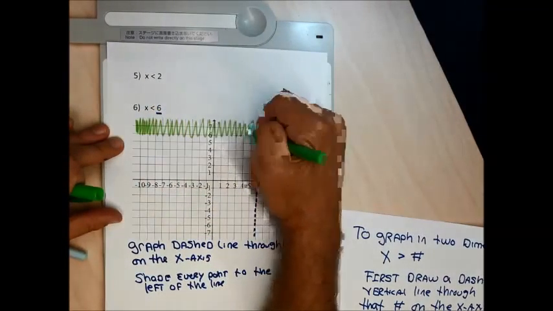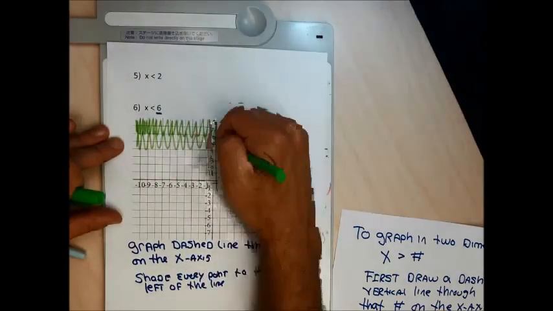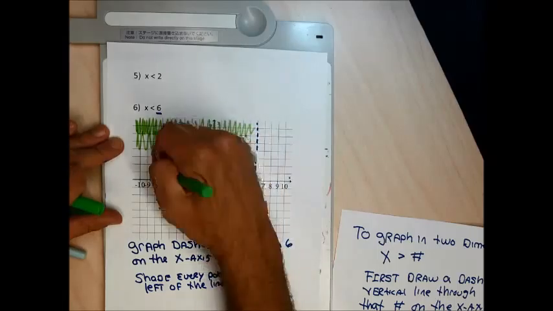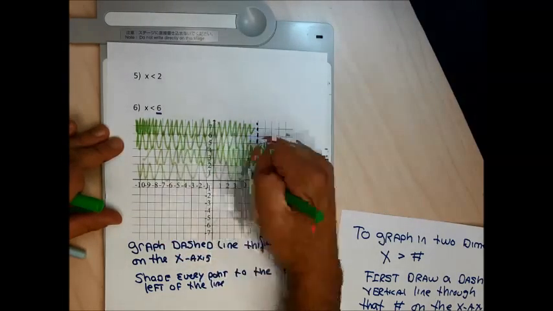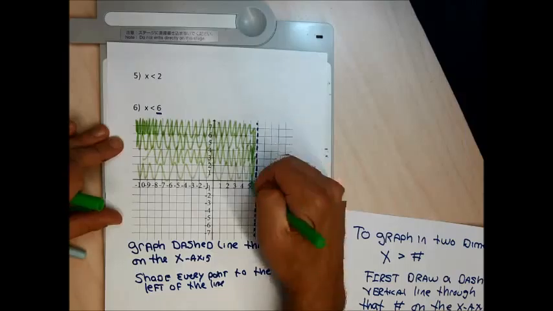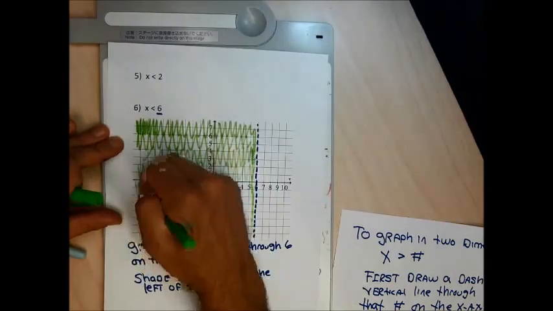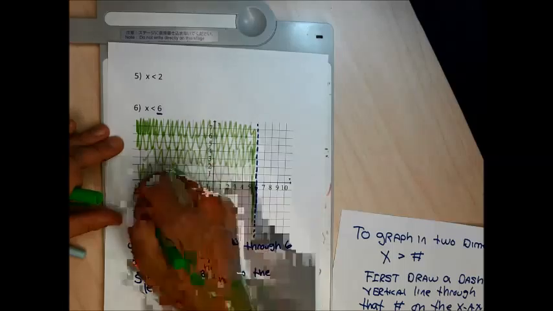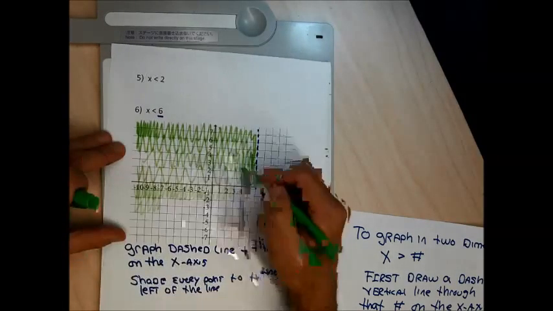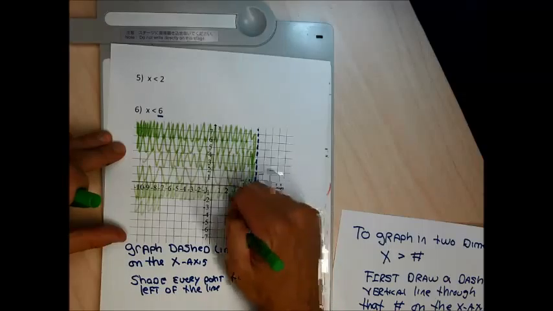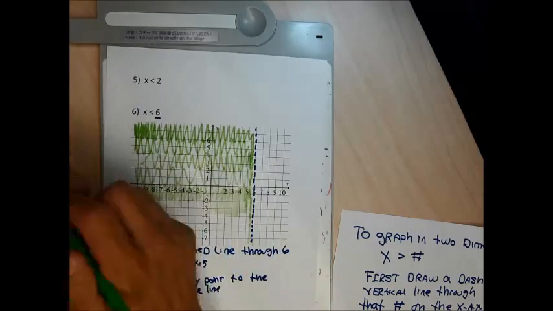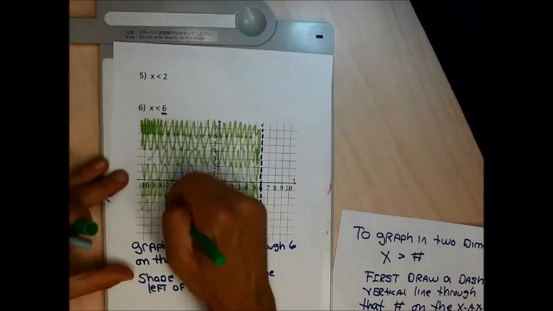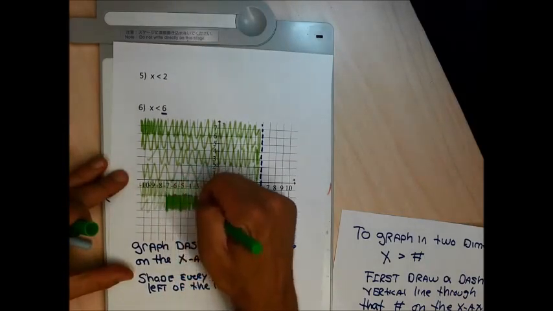So I'm not doing the most beautiful graph in the world, but this is indicating that I'm shading every single point right up into that dashed line, and then to the left of that dashed line, because x's get smaller as you go to the left, and I'm told that I want x's that are less than 6, which are smaller than 6, which means I needed to go to the left. I made my graphs way too big, so I have way too much shading to accomplish here.